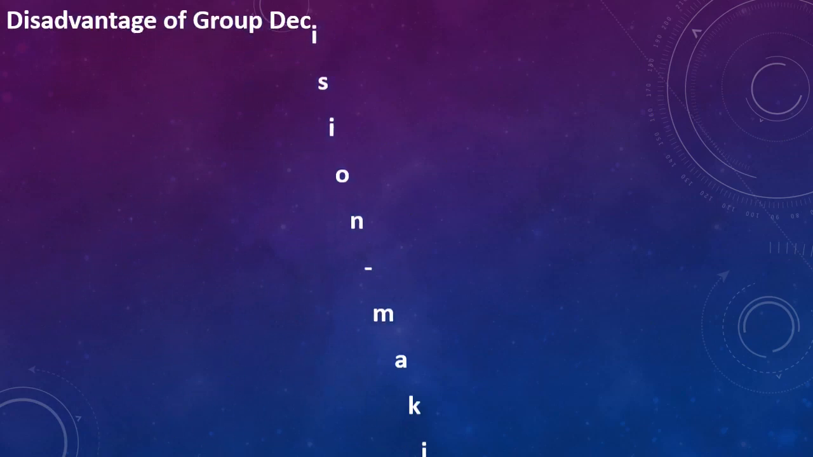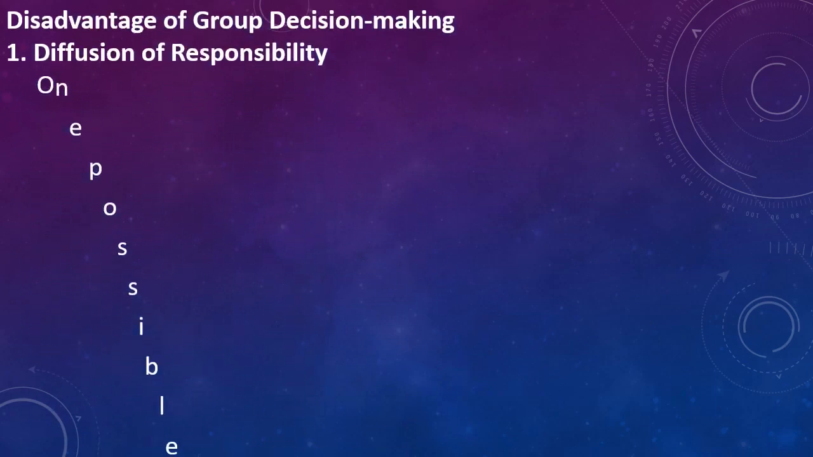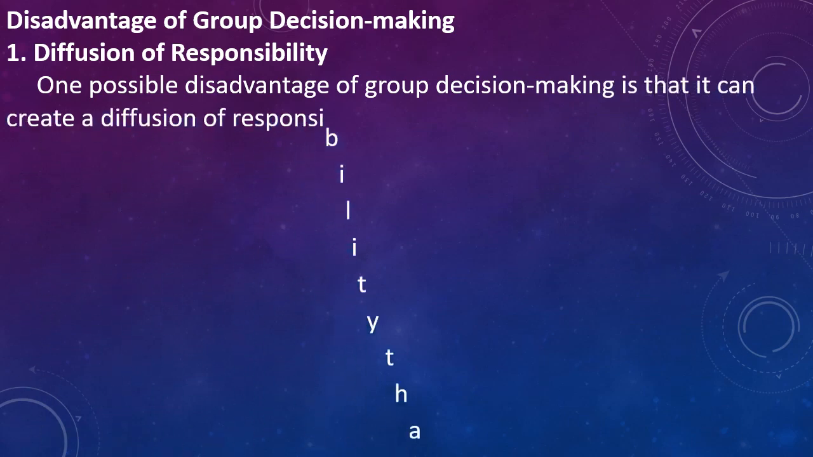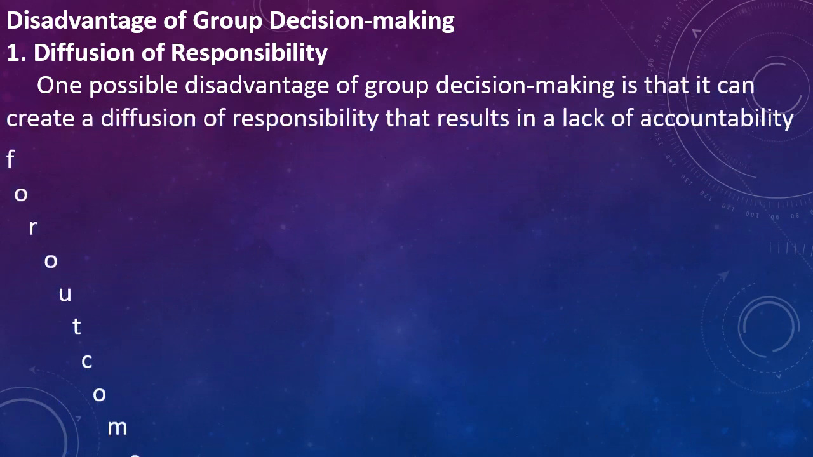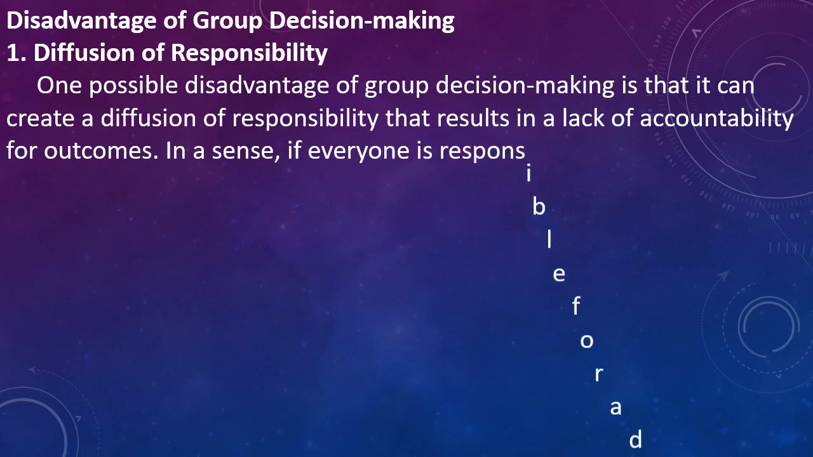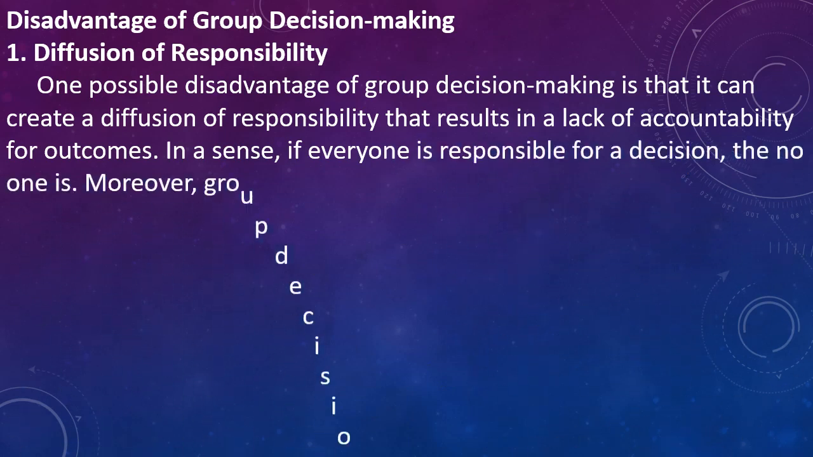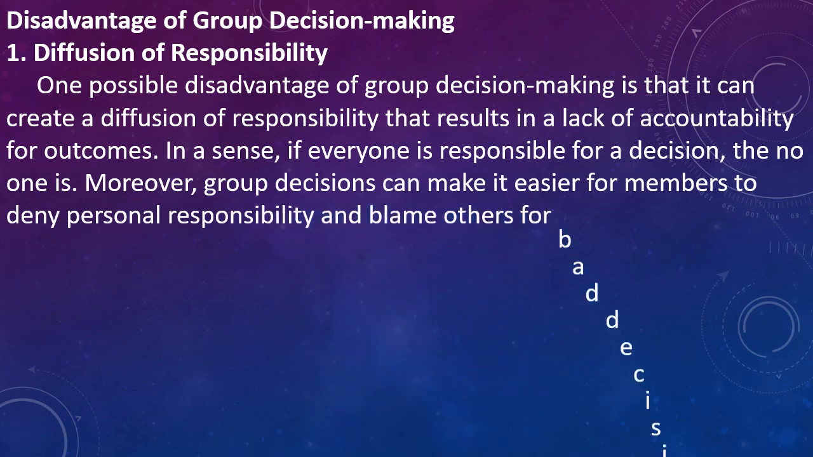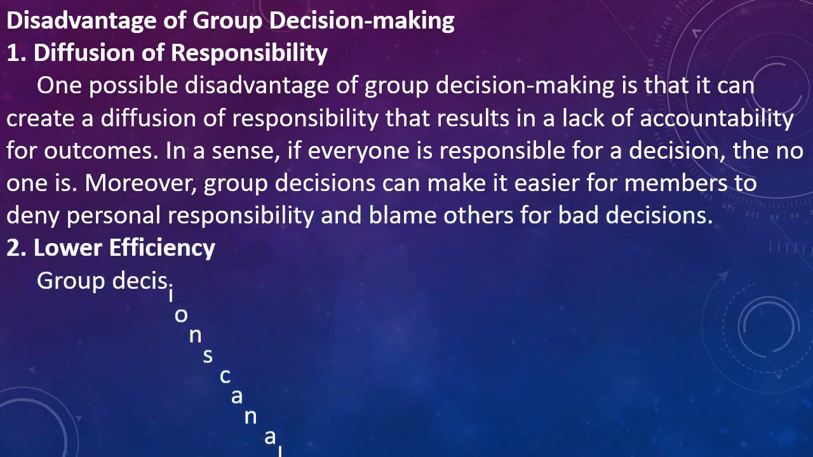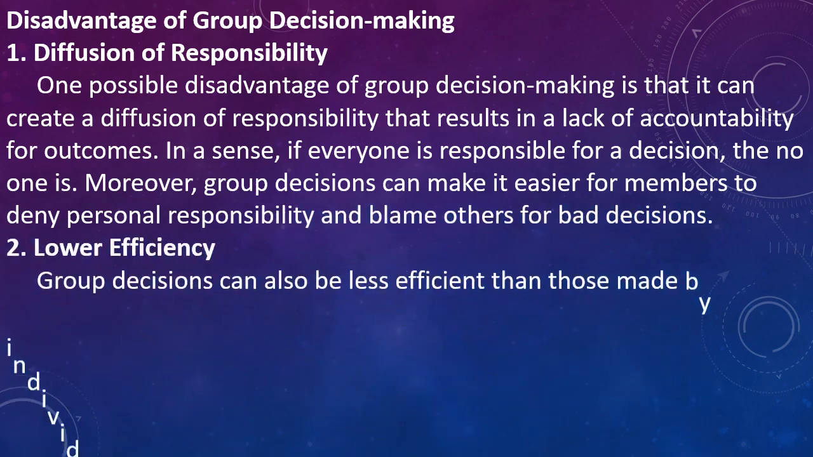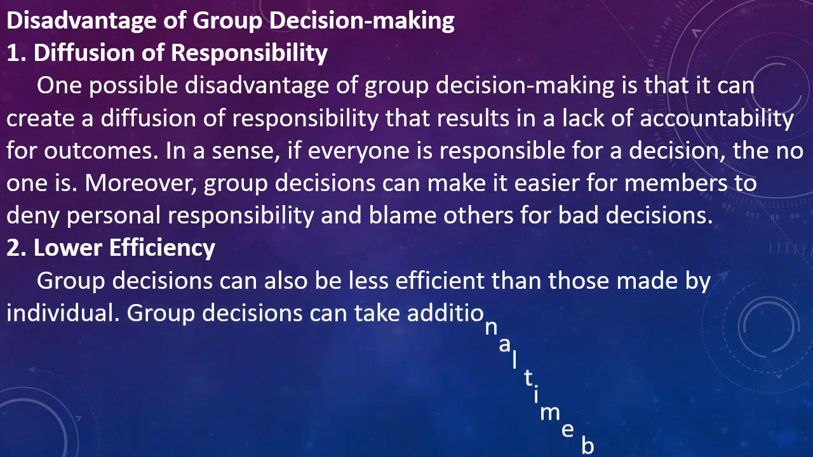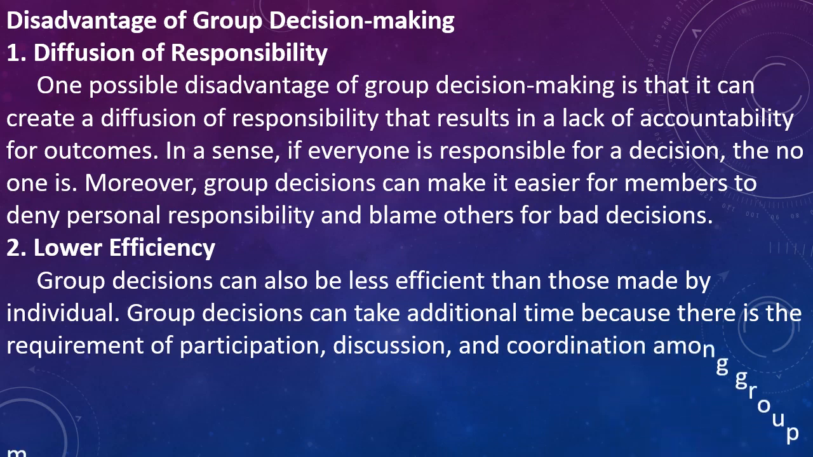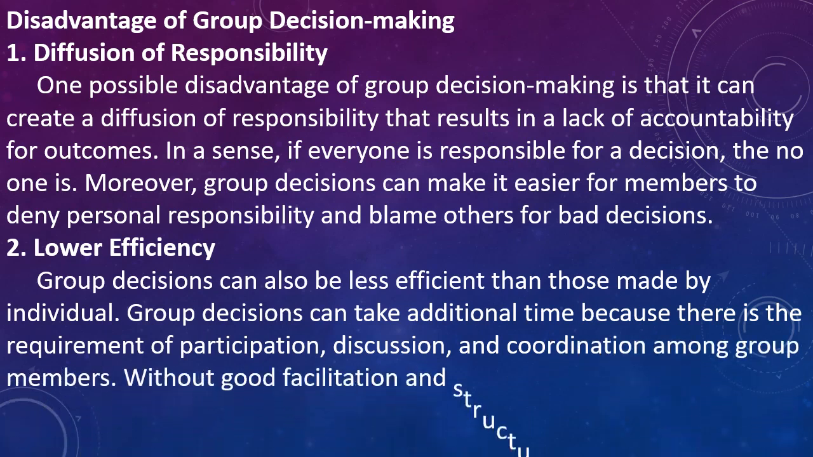Disadvantage of group decision-making. 1. Diffusion of responsibility. One disadvantage of group decision-making is that it can create a diffusion of responsibility that results in a lack of accountability for outcomes. In a sense, if everyone is responsible for a decision, then no one is. Moreover, group decisions can make it easier for members to deny personal responsibility and blame others for bad decisions.